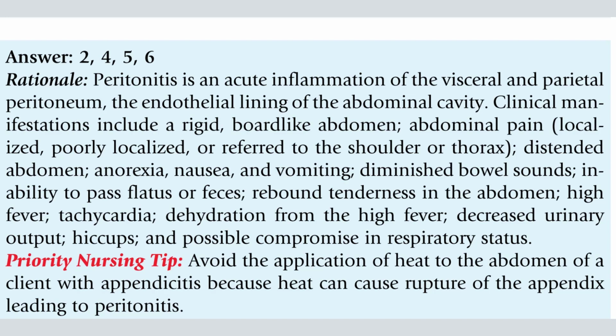Rationale: peritonitis is an acute inflammation of the visceral and parietal peritoneum, the endothelial lining of the abdominal cavity. Clinical manifestations include a rigid, board-like abdomen, abdominal pain, localized, poorly localized, or referred to the shoulder or thorax, distended abdomen, anorexia, nausea, and vomiting, diminished bowel sounds, inability to pass flatus or feces, rebound tenderness in the abdomen, high fever, tachycardia, dehydration from the high fever, decreased urinary output, hiccups, and possible compromise in respiratory status.